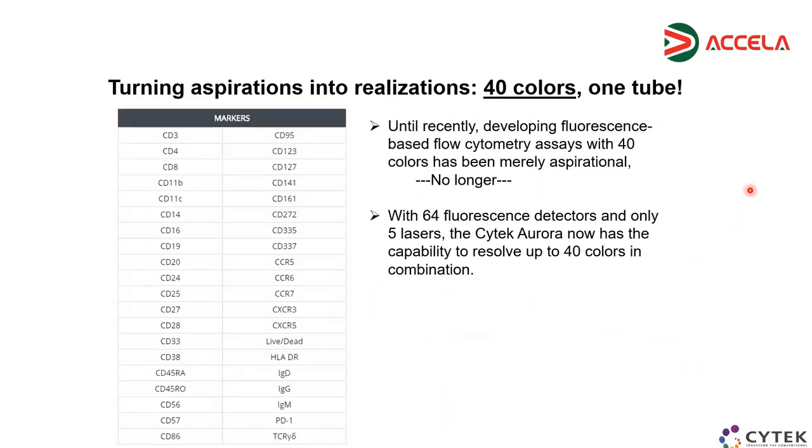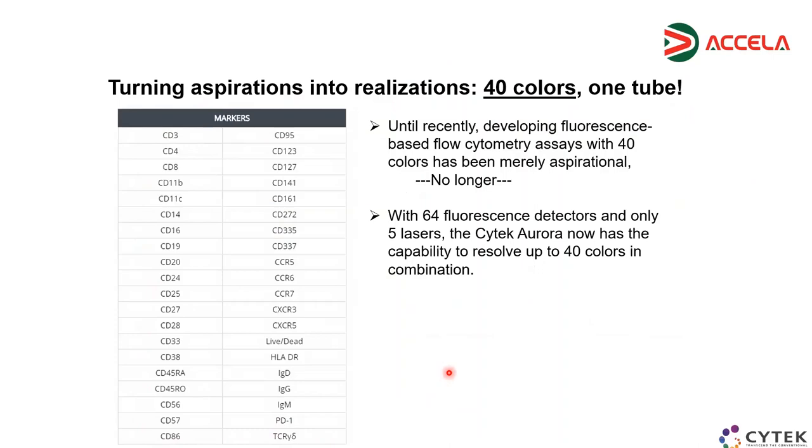What we have done with this five laser instrument: we were not happy about the three laser, 24 antibodies in one tube. I said, we have a five laser machine, we can do more. So this is quite nice. Let's say we are quite proud of this. It's the first time that we are able to mix 40 antibodies in one tube using a flow cytometer. Here you can see the example of the markers. I can share the paper with you if you like.